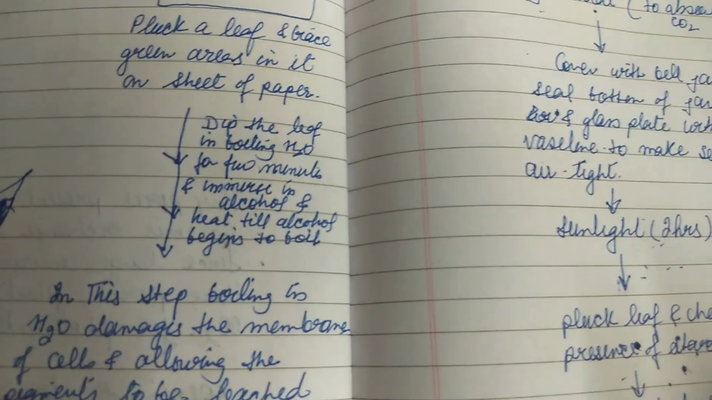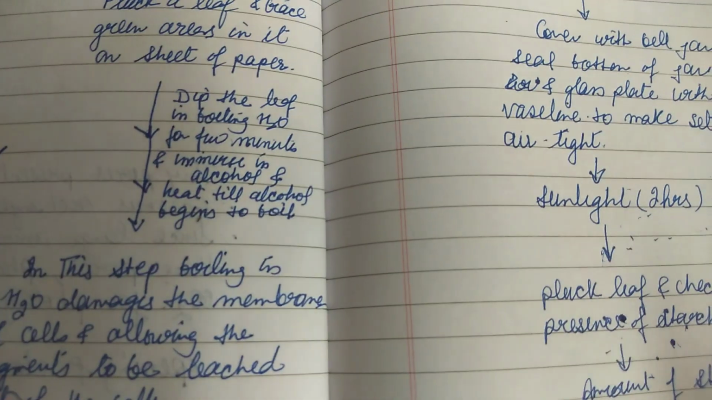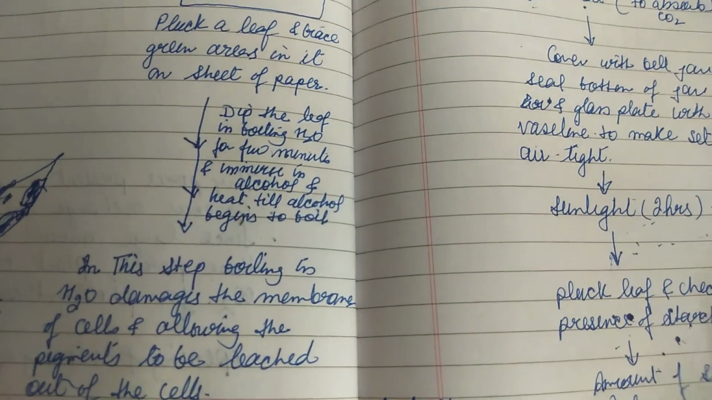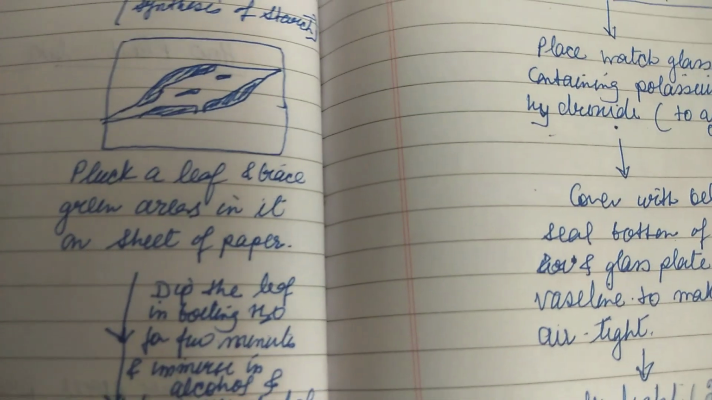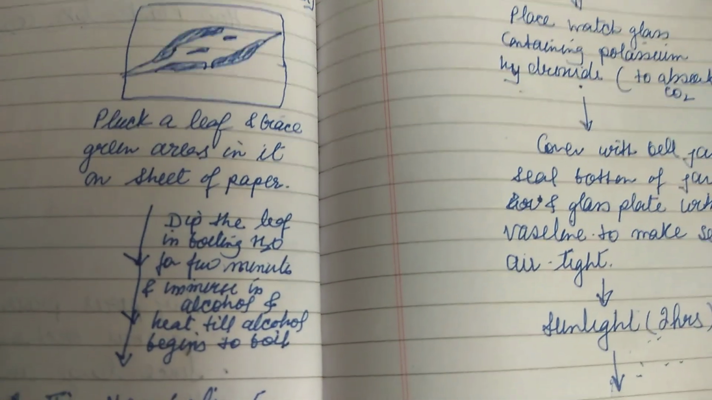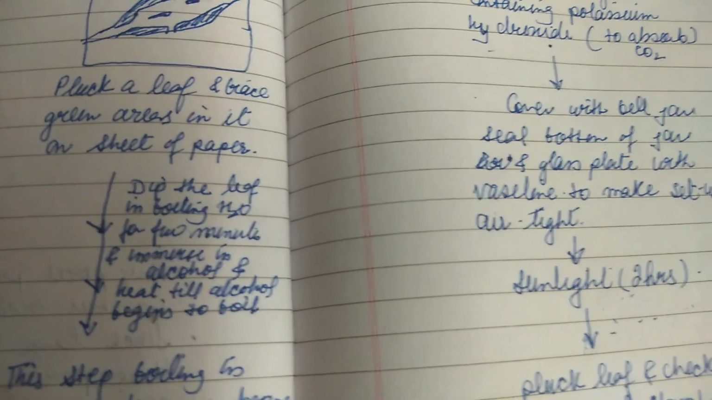So I hope with these two activities you understand that chlorophyll and CO2 are essential for photosynthesis. Clear? So this is all about autotrophic nutrition for class 10th, and we'll do heterotrophic nutrition in the next video.